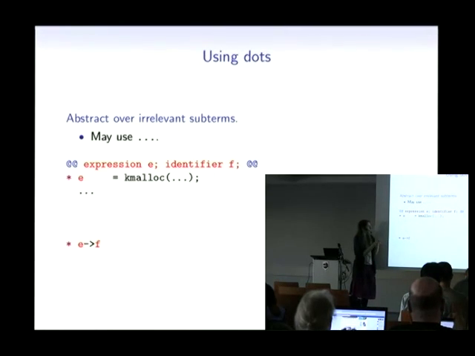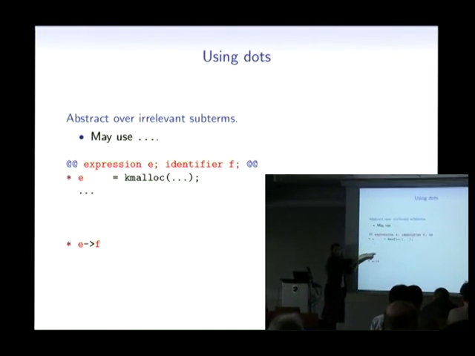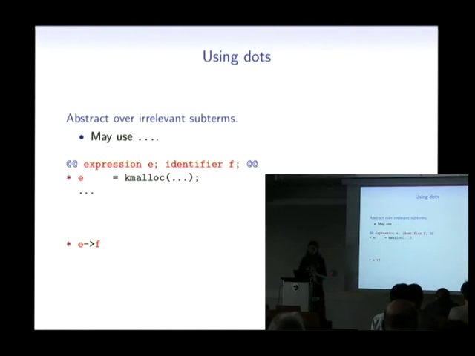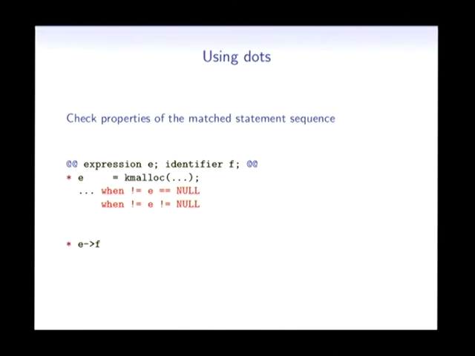One thing I care about is that there's no null test, because if there's a null test, then everything is fine. Another thing I care about is how do we know that this e up here is still the same as the e down here? Somebody could reassign e in between, and then the kmalloc is irrelevant. Okay, so we can address both of those issues by putting some decoration on the dot, dot, dot here. So the first one here is when e is not equal to, e equals equals null, when not e not equal to null.